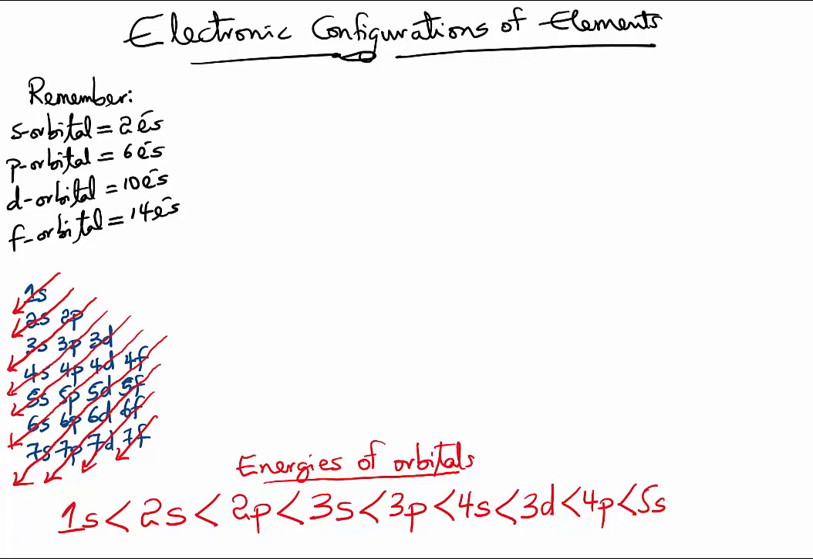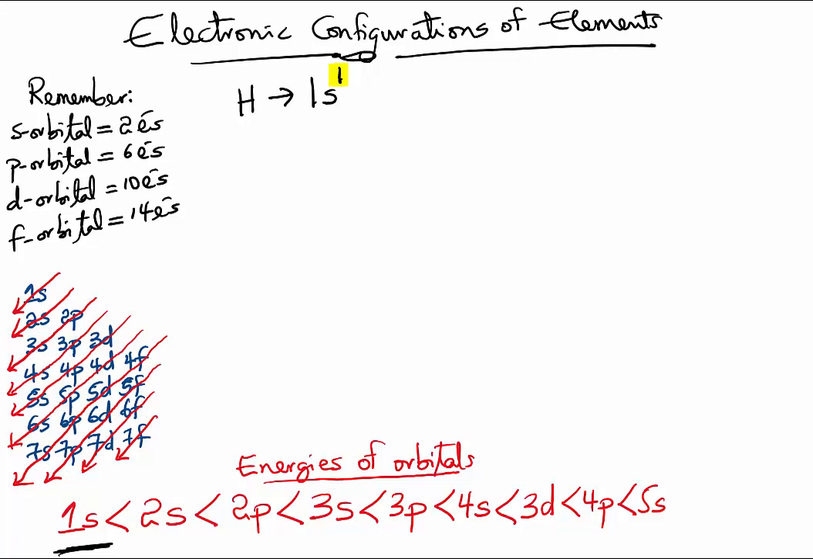Let us first take a look at hydrogen. Hydrogen has only one electron. The electron will go into the lowest energy possible, and the lowest energy possible is the 1s orbital. So the electron configuration for hydrogen will be 1s1. This means that one electron is located in the 1s orbital.